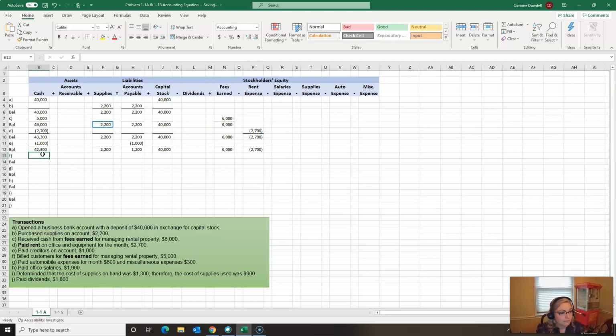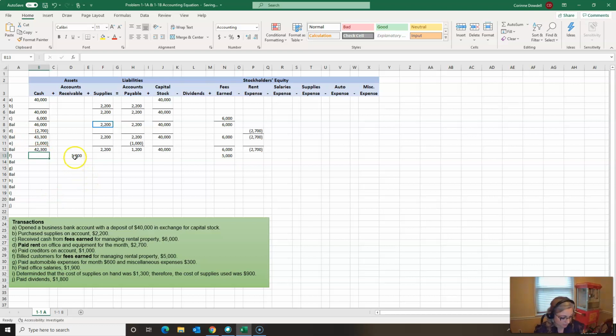Okay, transaction F. Billed customers for fees earned for managing rental property $5,000. Okay, so there is no cash changing hands here. All right, we are billing our customers, which means they owe us the money later. So for that, if you recall, that's an accounts receivable, and we're going to plug that in right here for $5,000. And then we know it's a fees earned, so we can come on over to fees earned, $5,000. So remember, fees is another word for revenue. You're also going to hear the word sales used as a word for revenue.